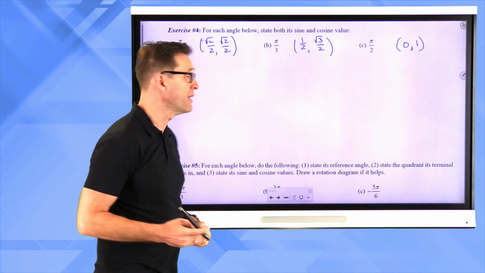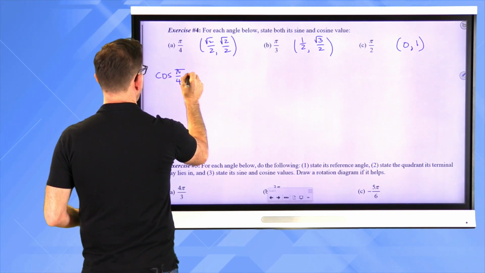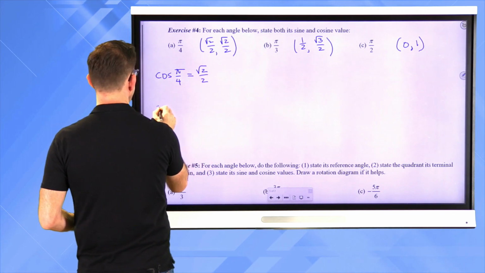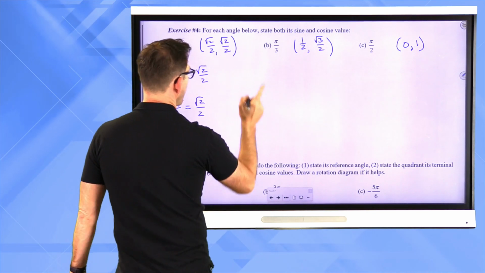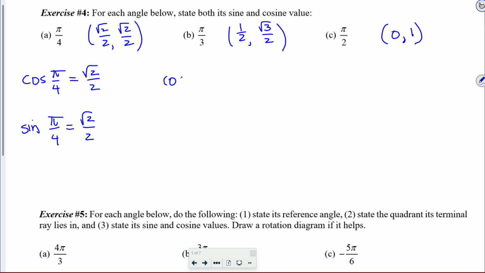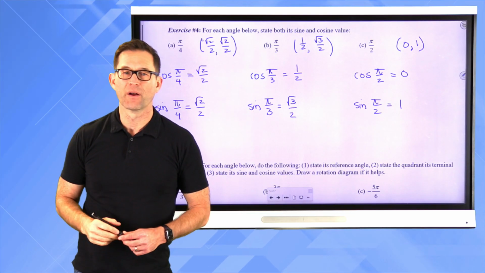All right, well, the first one's not very interesting because they're both the same number. Cosine of pi over 4 is the x-coordinate, so it's root 2 over 2. Sine of pi over 4 is root 2 over 2. On the other hand, for pi over 3, the cosine of pi over 3 is going to be 1/2, and the sine of pi over 3 is going to be root 3 over 2. And for pi over 2, the cosine of pi over 2, or 90 degrees, is 0, and the sine of pi over 2 is equal to 1. And there we have it, right?